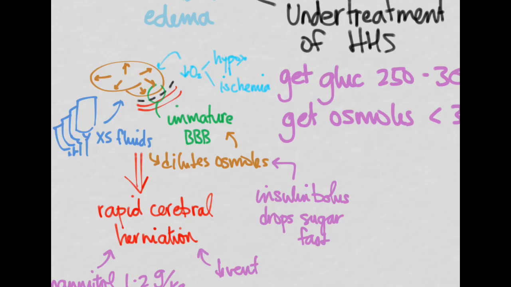Now, what is another problem? If you give that insulin bolus. Remember that insulin bolus I said I don't like to give? Why? Because it's going to drop the sugar really quickly. What happens then? The osmoles are going to drop really quickly. What does that mean? That means this fluid is not going to be kept in the bloodstream by the osmoles. It's going to leak into the brain again. And so you're going to have a problem with cerebral edema.